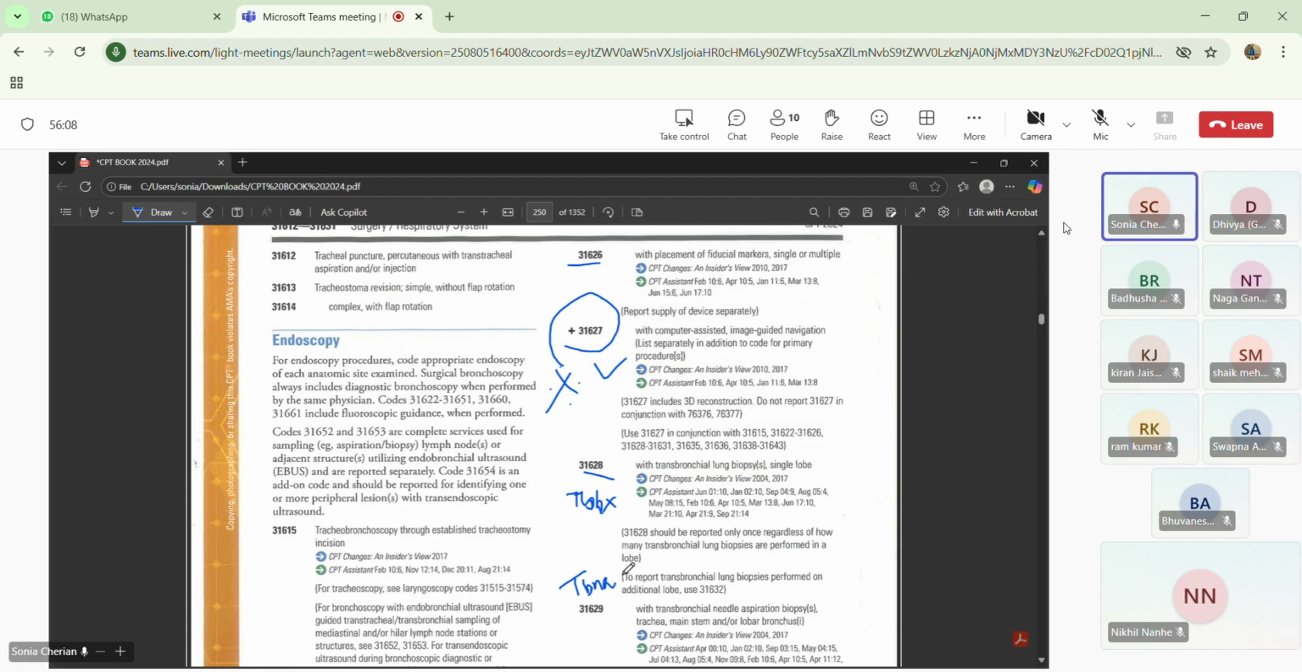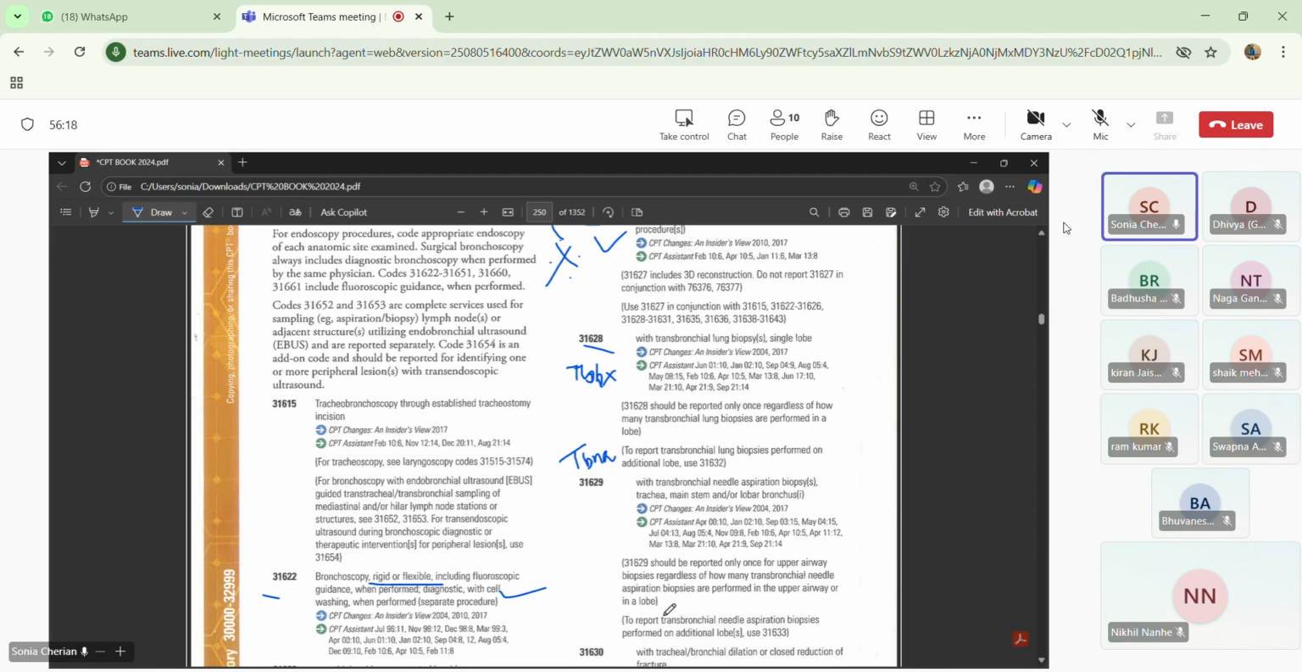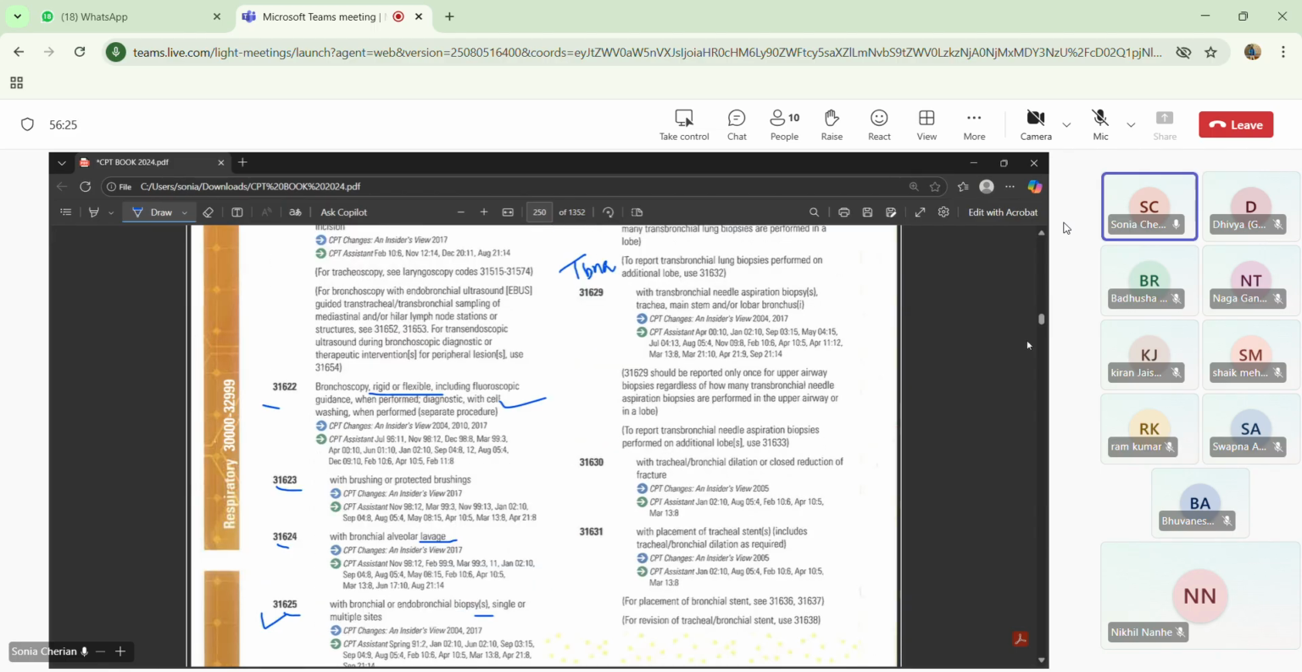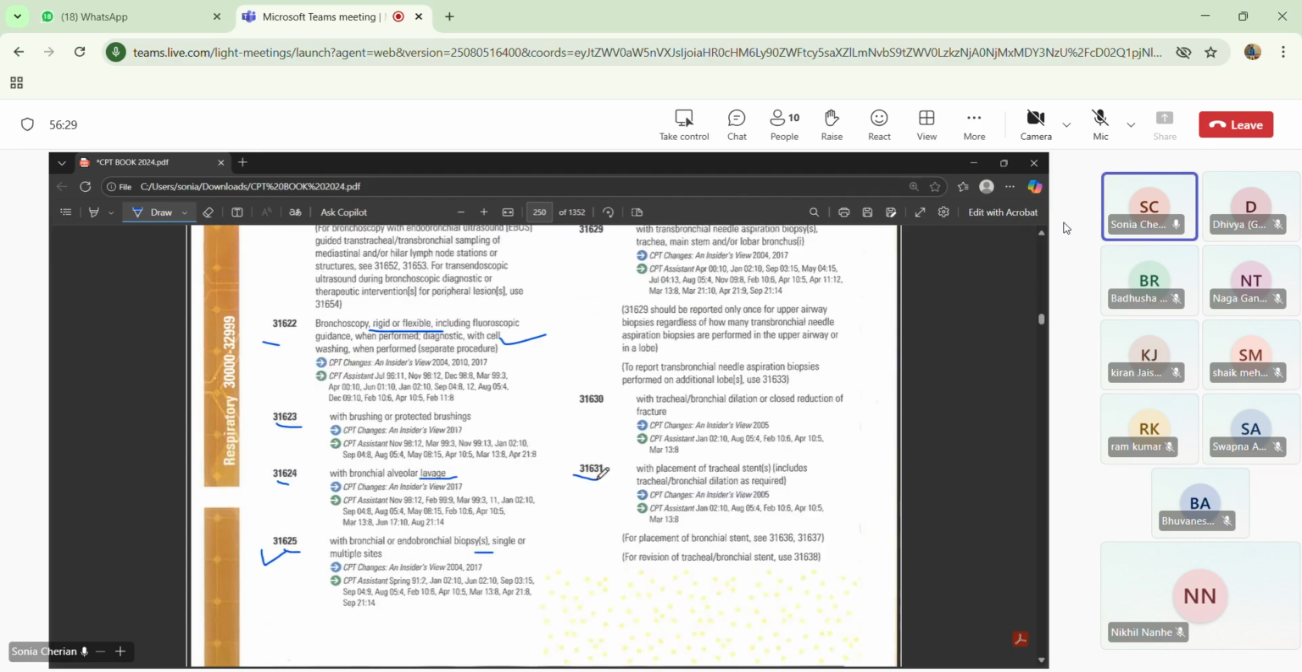Okay, so if it is TBNA, then your CPT for one lobe is 31629. So you need to check whether they're taking a biopsy or a needle aspiration biopsy. Now, if they are placing any stents to dilate any strictures in the tracheal or bronchial area, then your CPT is 31631.